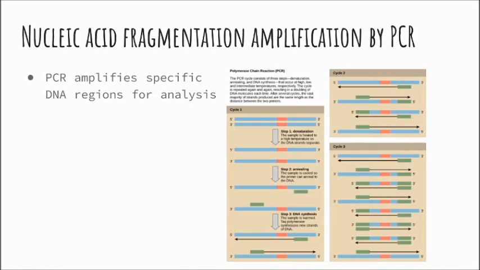Nucleic acid fragmentation amplification by PCR. So this uses specific DNA regions. It amplifies them for analysis. So it finds the best section of DNA, the purest segment, the most concentrated segment, and amplifies it, kind of like uses a magnifying glass on it, so that you're able to work with something a little bit more pure and concentrated.